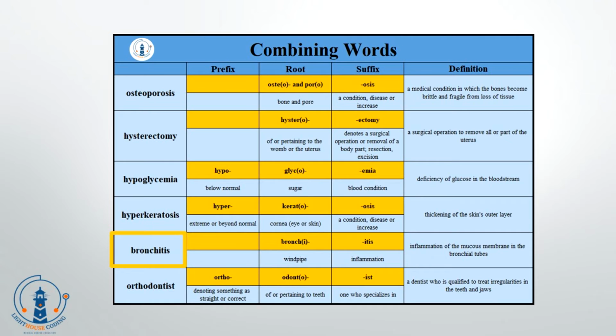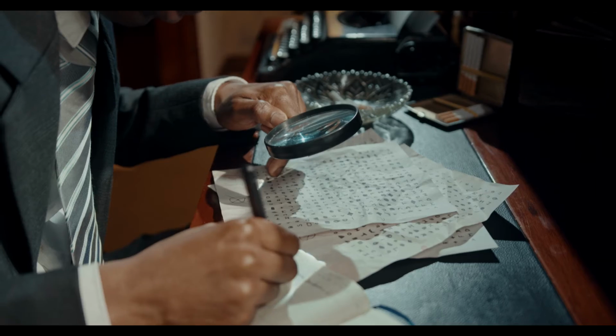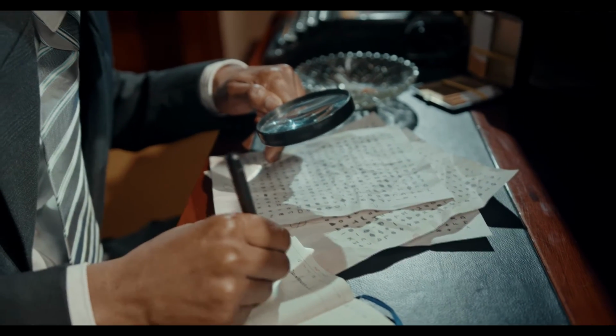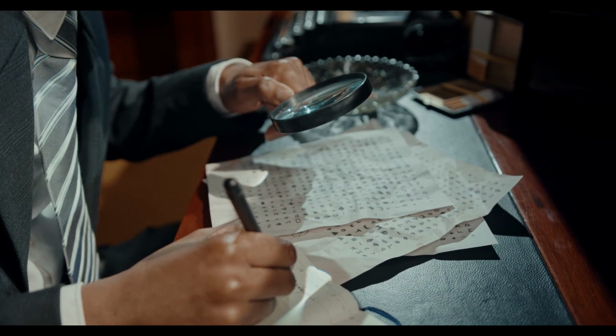In the term bronchitis, we have the root word bronch with the suffix itis. Remember, itis means inflammation, and bronchitis is an inflammation of the bronchi of the lungs. Let's do a few together. I'm going to give a term. Refer to your handout if you need to, and try to decipher the meaning using the word parts.